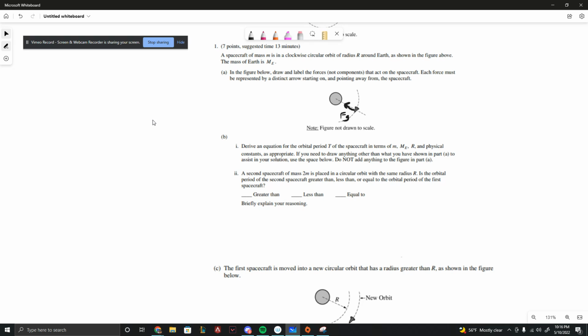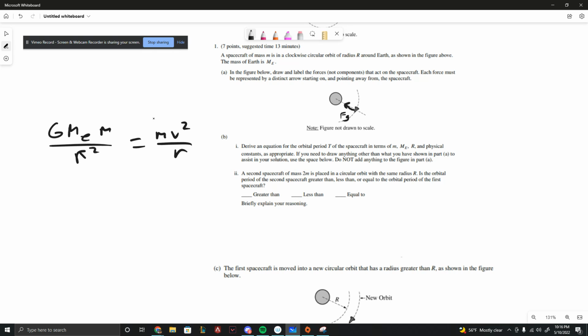So then part B is asking us to derive an orbital period T in terms of little m, big M, and r. And this is actually one of Kepler's laws, but if you don't have that memorized, I'm going to show you how we can get to that. The first thing we're going to start off with is our force of gravity, which is equal to our centripetal force. So we have big G, M_E, little m over r squared, equal to mv squared over r.